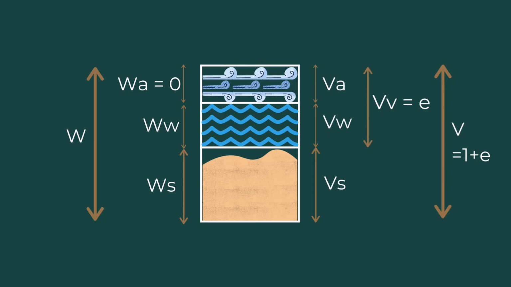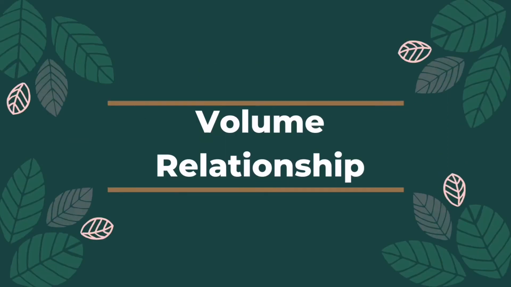Getting back sa diagram natin, makikita natin sa bottom part ng diagram is the volume of solids, which is tinatawag nating V sub S. So katulad ng left side, equate ulit natin yung nasa right part. At ang total volume ng section na ito ay V is equals to 1 plus e. Kung nagtataka kayo saan nanggaling yung 1 sa equation, kasi inassume natin na 1 kN per cubic meter ang volume ng solid. Okay, moving on to volume relationship.